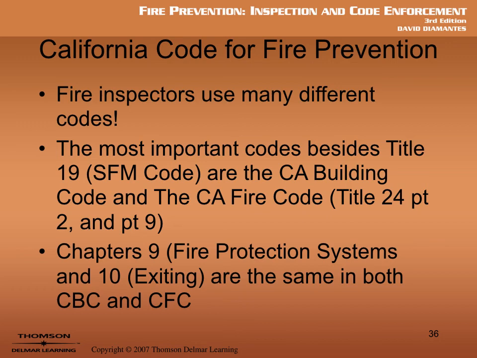Now, what's that other code we use? Title 19, the California State Fire Marshal Code. So those are our three main codes. Title 24, Part 2, which is the building code, we kind of use that a lot, but the other two we very much use a lot: Title 24, Part 9, and the State Fire Marshal Code, Title 19.